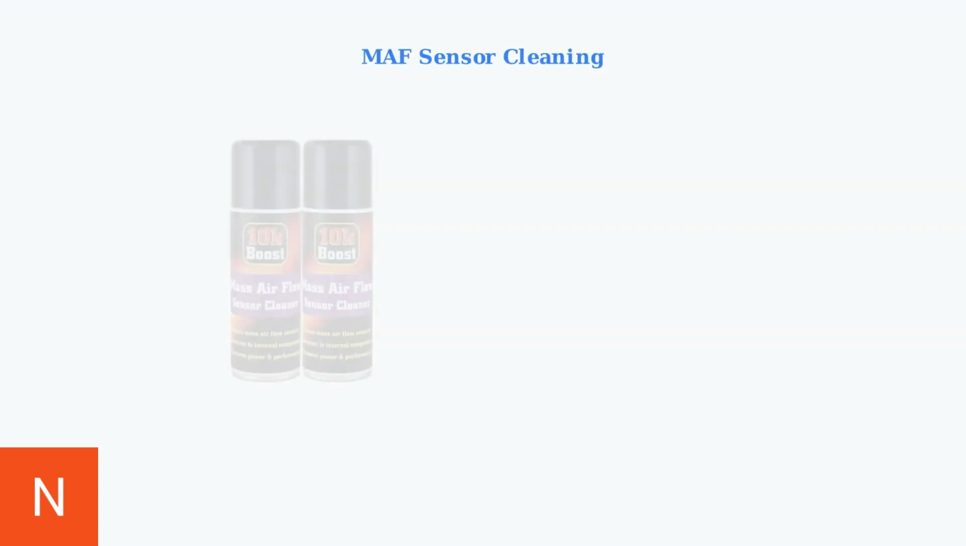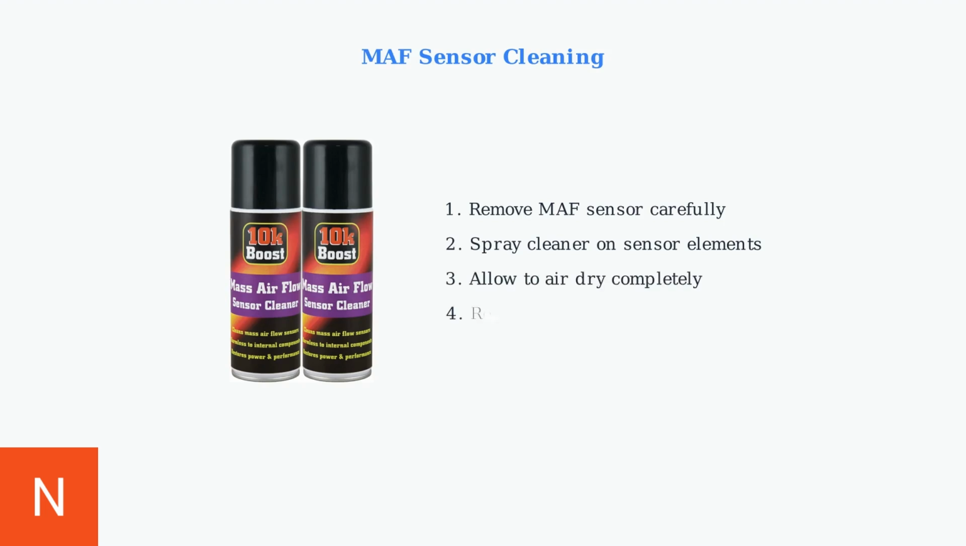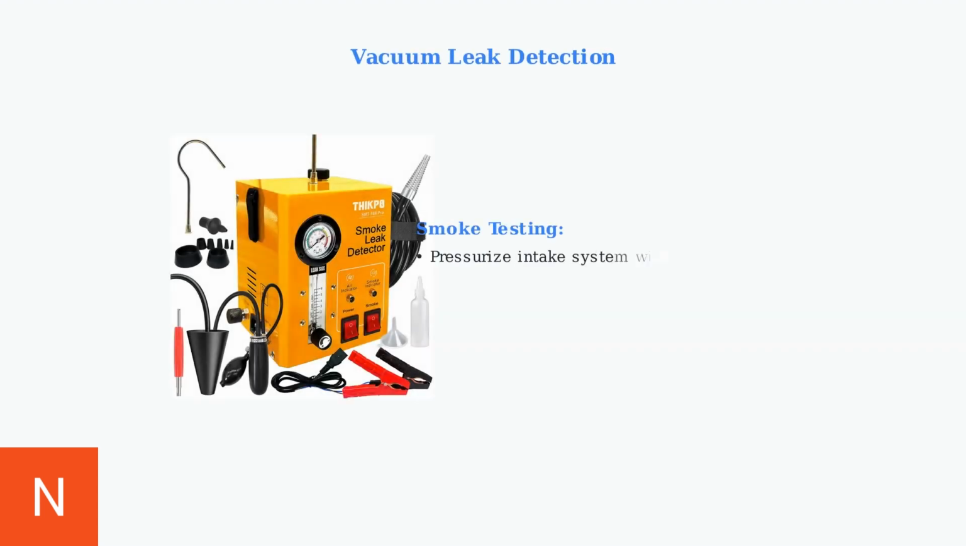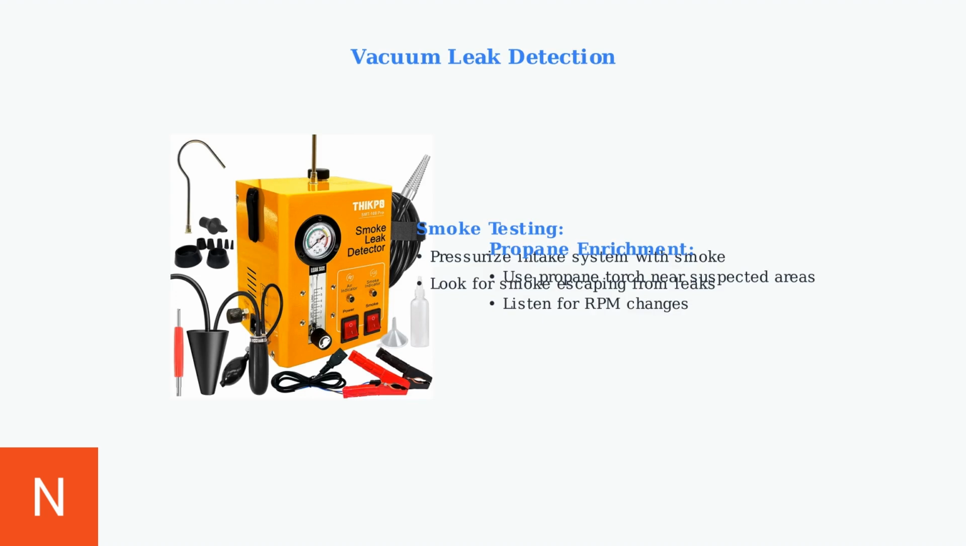If visual inspection and air filter check don't reveal issues, try cleaning the MAF sensor. Use only specialized MAF sensor cleaner and follow the product instructions carefully. Be gentle with the delicate sensor elements. If cleaning doesn't solve the problem, check for vacuum leaks in the intake system. Use a smoke tester or propane enrichment method to detect leaks that could cause incorrect airflow readings.